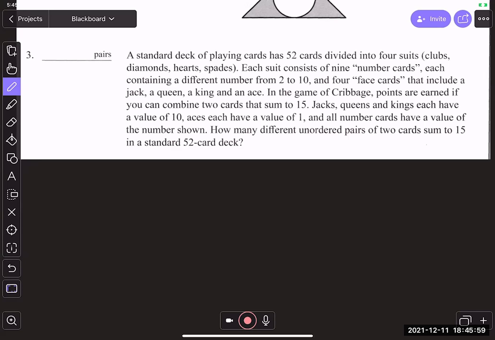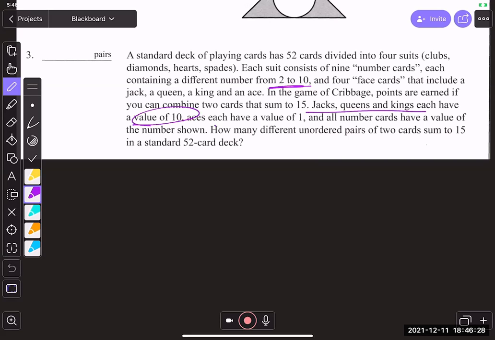For the cards 1 to 15, I think you have 8 ordered pairs for that. So what do you mean by 1 to 15? Your numbers only go up to 10. 2 to 15? Oh, then what numbers are the number cards? 2 to 10? Yeah. So the number cards go from 2 to 10, but your face cards are also each worth 10 points. Remember, jacks, queens, kings have a value of 10. Aces have a value of 1, right? And you're looking for 2 cards to sum to 15.